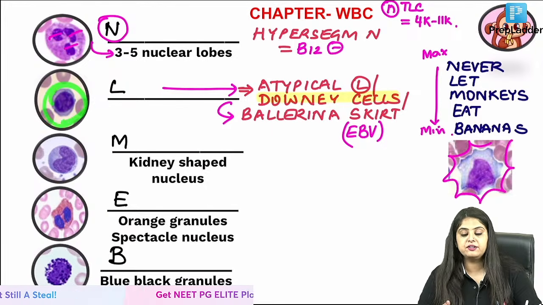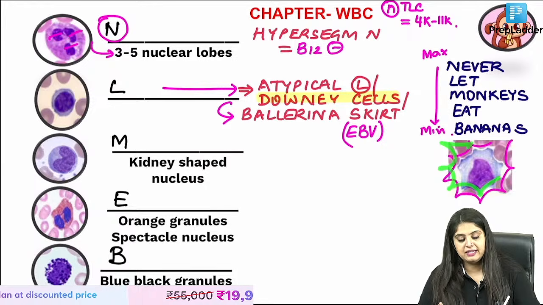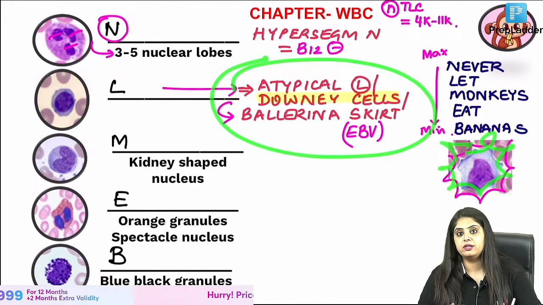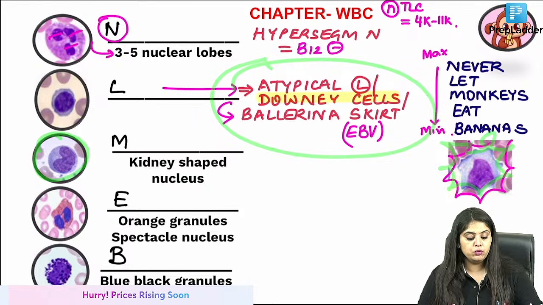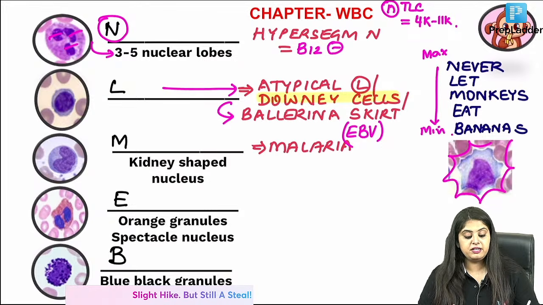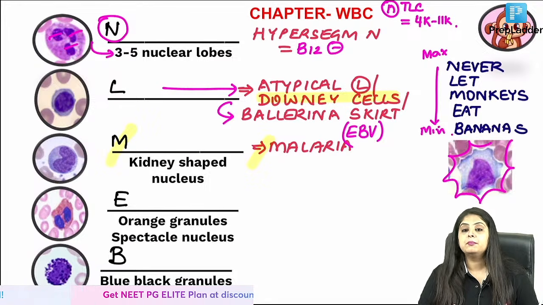Instead of looking nice and round and sharif, what has it started looking? It has started looking like a ballet skirt flaring. Remember, I will teach you this once again when we go to virology chapter. Next, the monocyte. Monocyte is identified by the kidney-shaped nucleus, and the season coming up very soon, monocyte will be elevated in which infection? In cases of malaria.